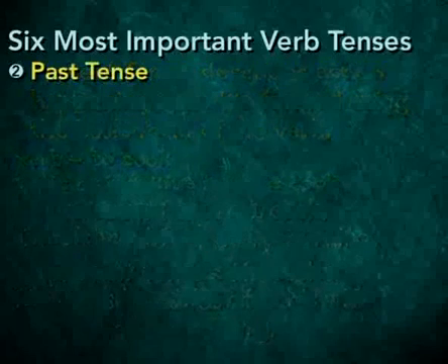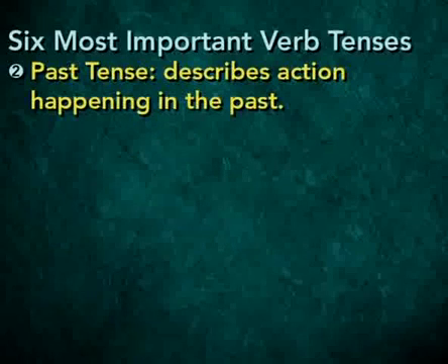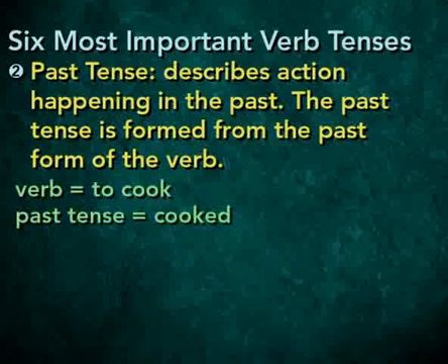The second tense to know is the past tense. The past tense describes action happening in the past. Anytime you're talking about something that happened before now, you would use the past tense. And the past tense is formed from the past form of the verb. Remember that with most verbs, the past form is created by adding ed to the basic form of the verb. And that's the way it is with the verb to cook.